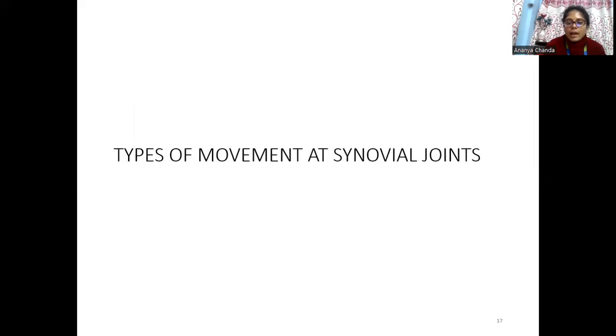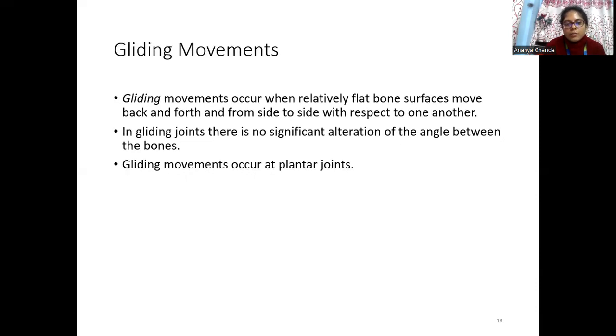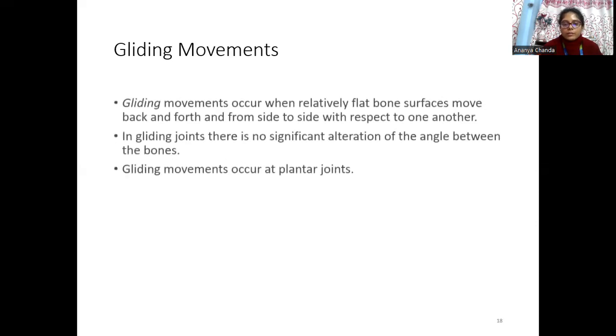Types of movement at synovial joints. Gliding joint movements occur when the relatively flat bone surfaces move back and forth and from side to side with respect to one another. In the gliding joint, there is no significant alteration of the angle between the bones, and it occurs at the plantar joints.